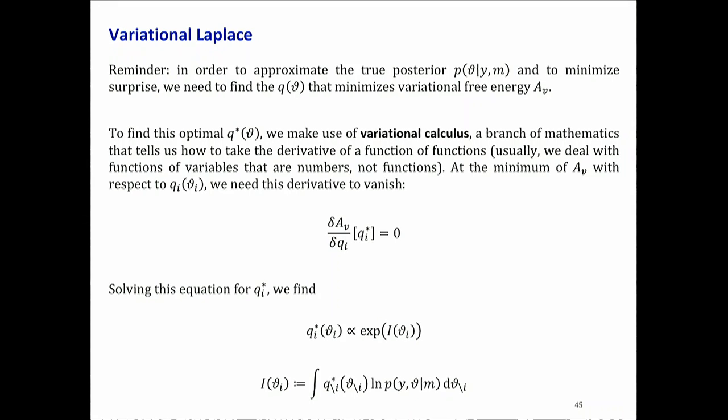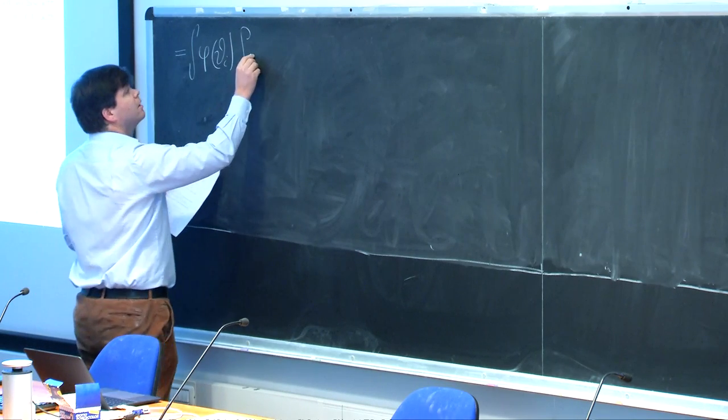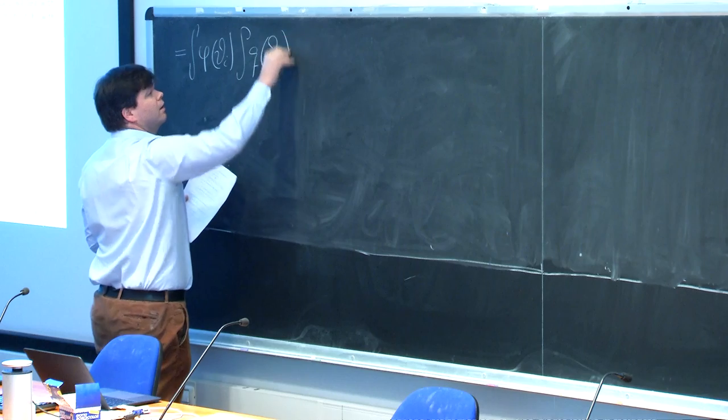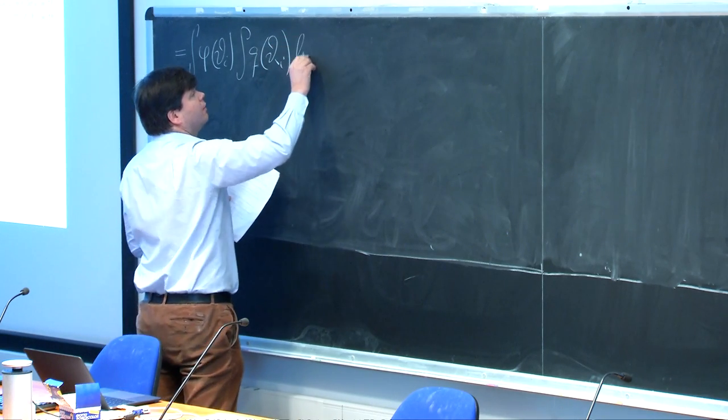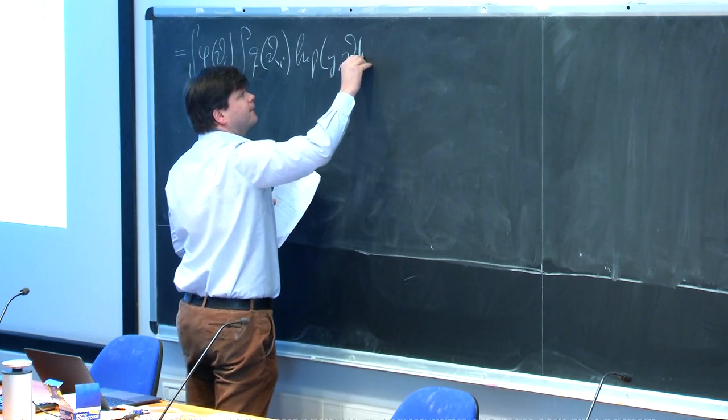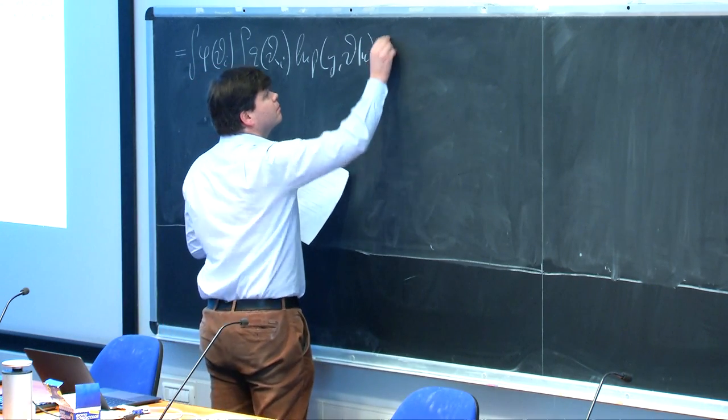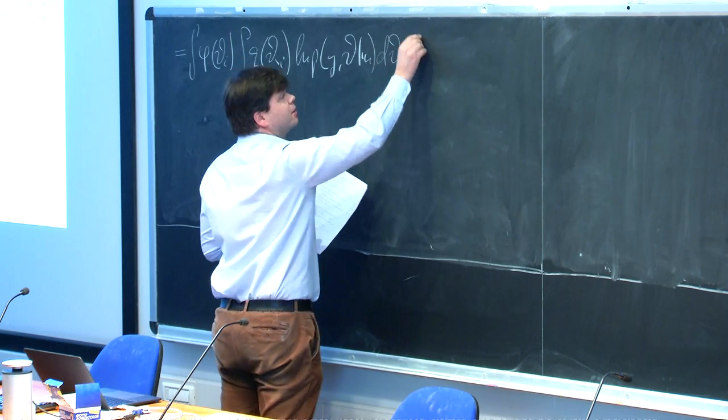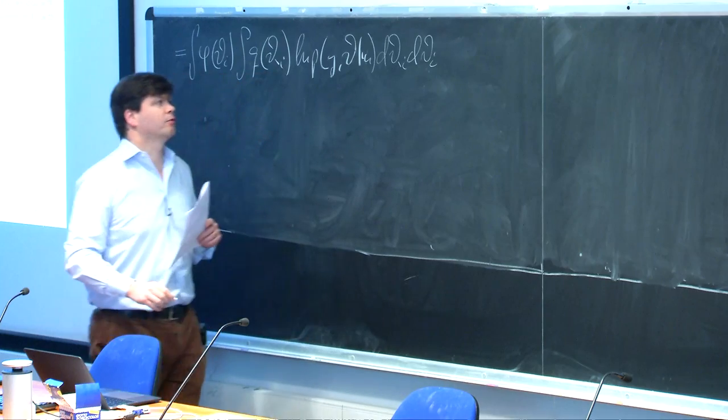I will start with the step where we ended. I'll write that on the board again, the last thing we had before we stopped yesterday, just after we took the derivative. We were left with four terms. And those were the integral of phi of theta I times the integral of q of theta not I, and then the log joint. And then we're integrating over theta not I and theta I, over all the thetas.